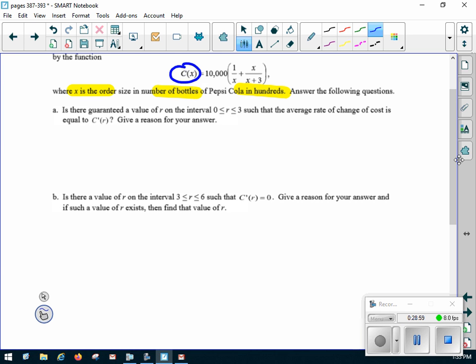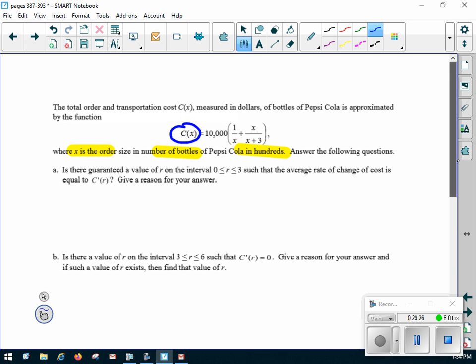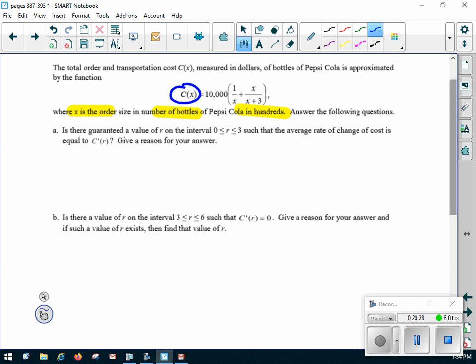Which theorem? Why is it the mean value theorem? Because it's asking when is the average rate of change equal to the instantaneous rate of change. When is IROC equal to AROC? So the question is, does the mean value theorem apply? What are the criteria for the mean value theorem? Continuity. Is this function continuous on the closed interval 0 to 3? Not at 0.